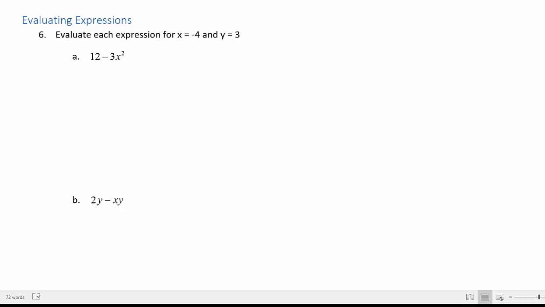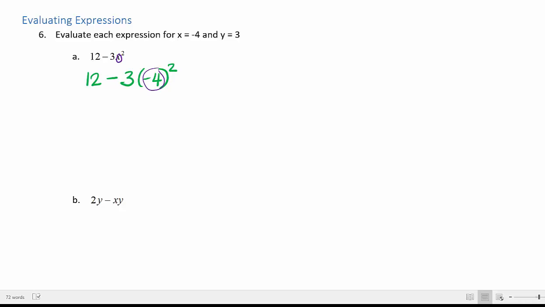all that means is we just have to plug the numbers in to the expression given. So in this first one, we've got a 12 minus 3. That no symbol between the 3 and the x means we're multiplying. And so instead of the x, I am going to just put a negative 4 in there, and then it's squared. So what I've basically done here is I took the x and I replaced it with a negative 4.